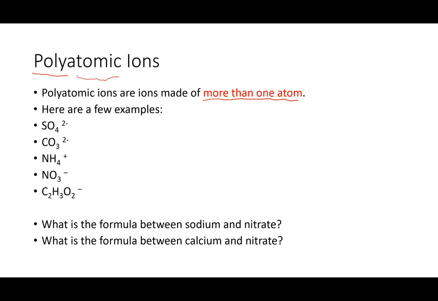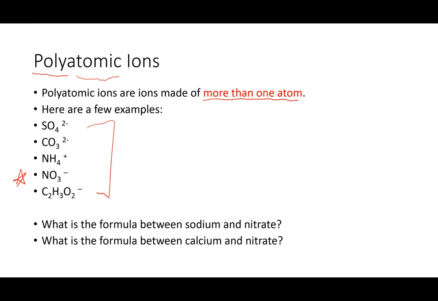As you'll see here, we have a few examples. SO4 2-, sulfate, CO3 2-, carbonate, NH4+, ammonium, NO3-, nitrate, and C2H3O2- is acetate. Okay, I don't expect you to memorize the names of these because on the back of your periodic table, which you'll have in class, or if you're online, you can just look these up. The names are always available to you.